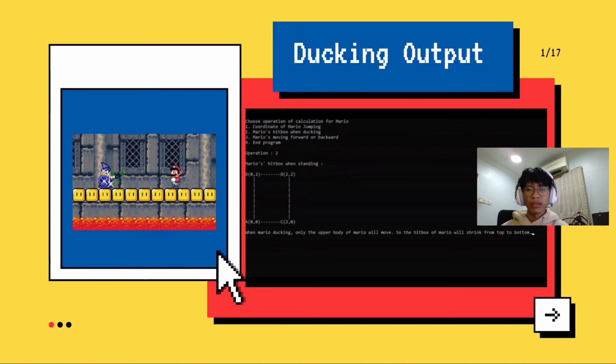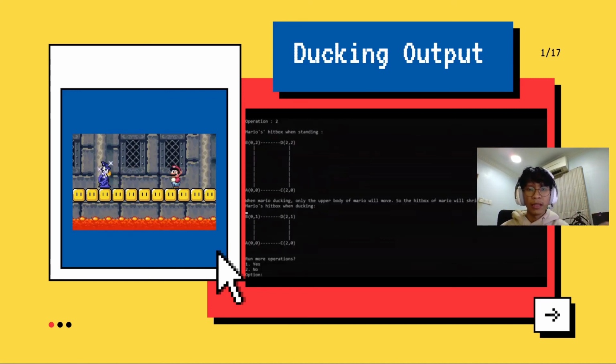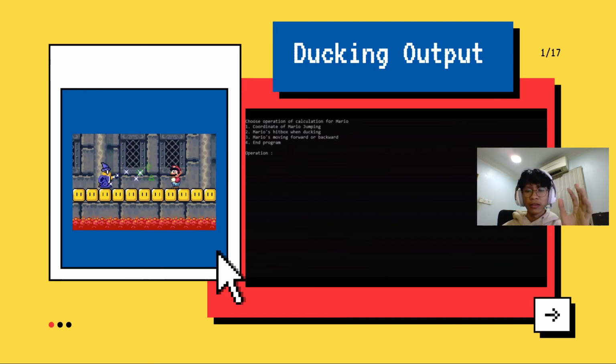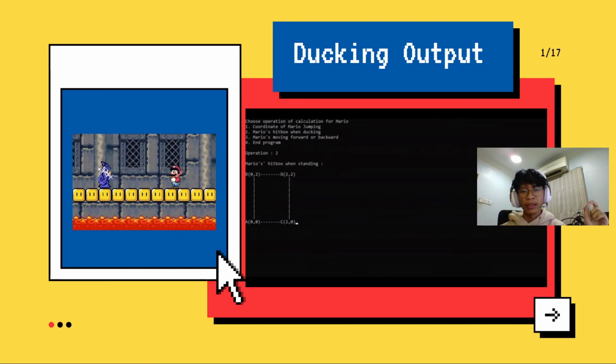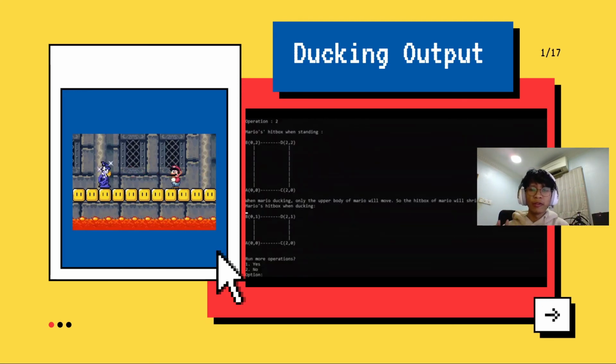If Mario didn't duck, he would be hit by the wizard's spell. When he ducks, the hitbox shrinks. When the spell comes through, it will not hit Mario because the hitbox has shrunk.